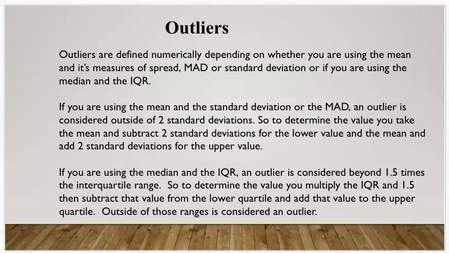On the other hand, if you're using the median, you would be using the IQR as your measure of spread, and an outlier is considered beyond 1.5 times the interquartile range. To determine the value, you multiply the IQR and 1.5. Then you subtract that value from Q1, which is the lower quartile, and add that value to Q3, which is the upper quartile. Outside of those ranges is considered an outlier.